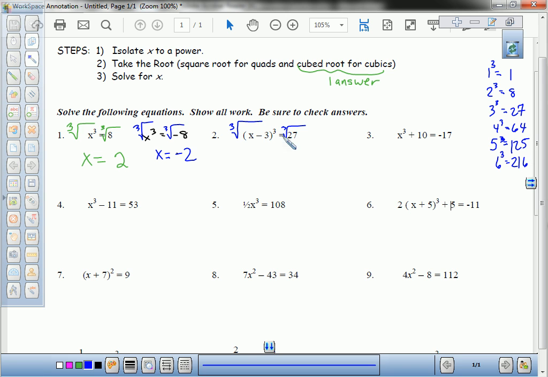All right, so what is the cubed root of 27? 3. So this becomes x minus 3 equals 3. So now what do we do? Add 3. Now we get x equals 6.